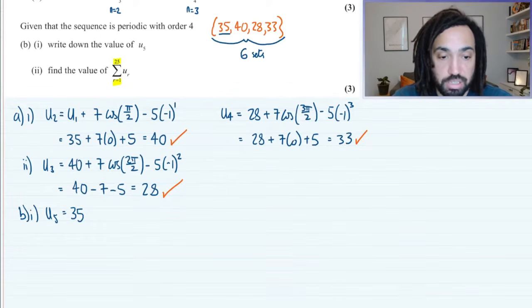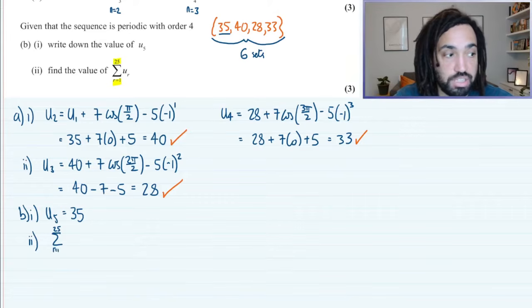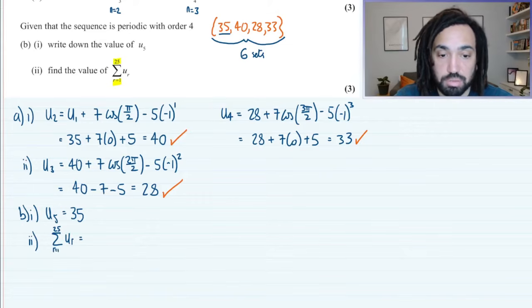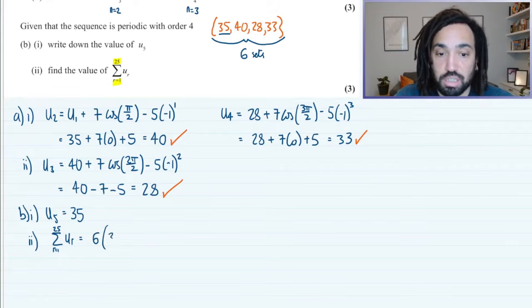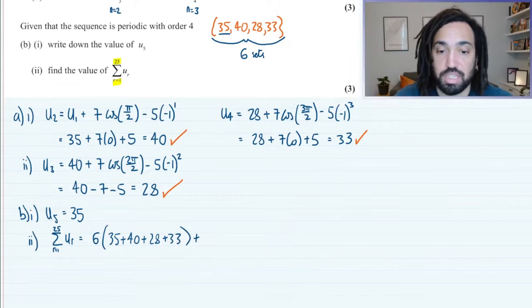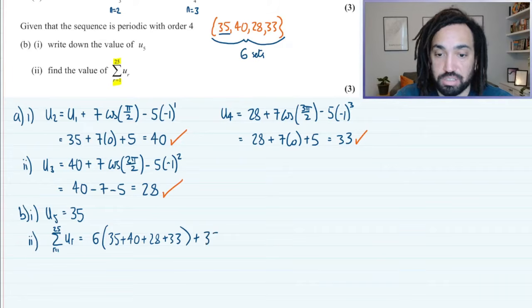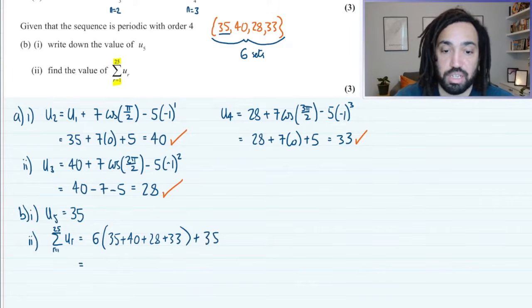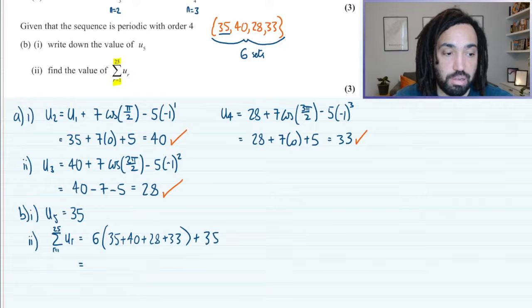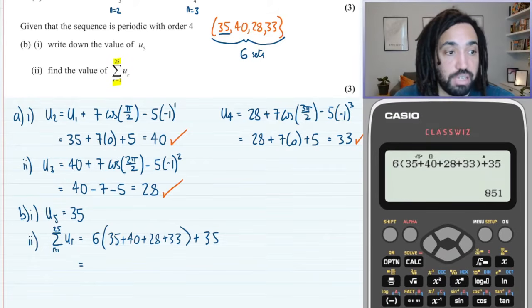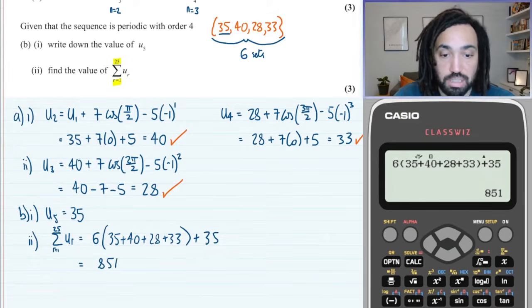So we're going to write this for part 2. The summation up to 25, starting at 1, of this series is equal to 6 lots of this set of 4 added together, plus the 25th term, which will be 35. Okay, so we'll do that on our calculator, and we get a value of 851. Perfect.